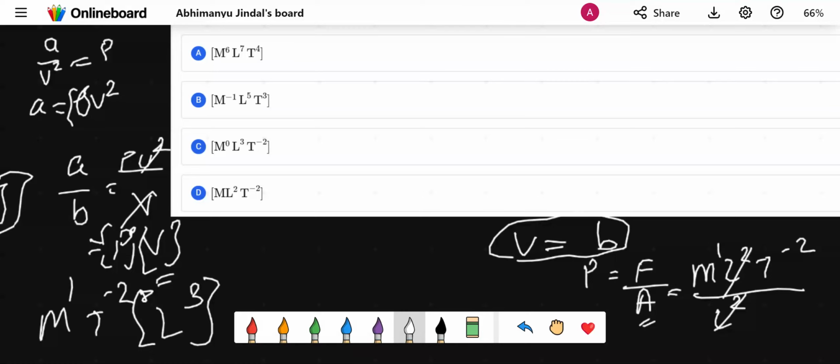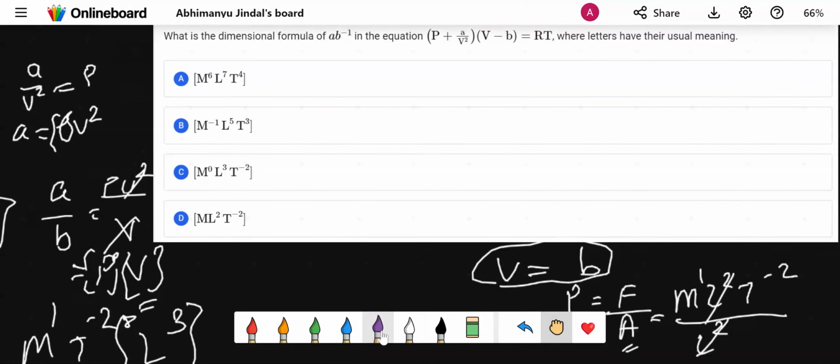M1 t minus 2 l cube. I think I messed up somewhere. Okay, don't worry, but it's pressure into volume. That's all. Pressure times volume, right? I think the answer is, yeah, it's this. It's D.